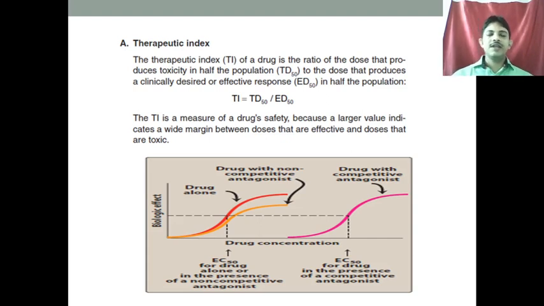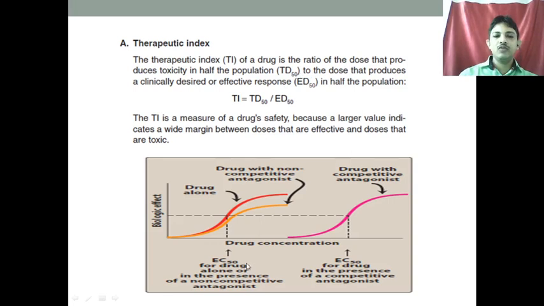Now coming to the therapeutic index. What is meant by the therapeutic index? The therapeutic index of a drug is the ratio of the dose that produces toxicity in half the population, that is TD50, to the dose that produces the desired effect in half the population. When we give a drug at a particular concentration, it produces the effect in at least 50%, or half, of the population. We consider this as ED50.